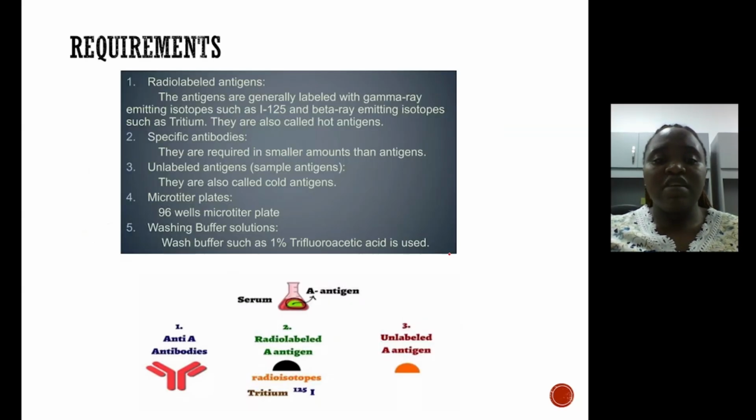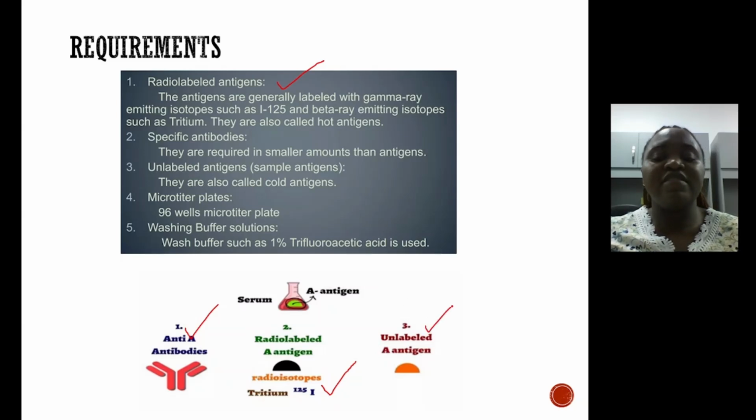Let me illustrate by first looking at the requirements of this particular assay. We need radio-labeled antigens. We can label them with tritium. We can also label them with iodine 125. Then we need specific antibodies, which are specific for the antigen that we have chosen. Then we have our unlabeled antigens.